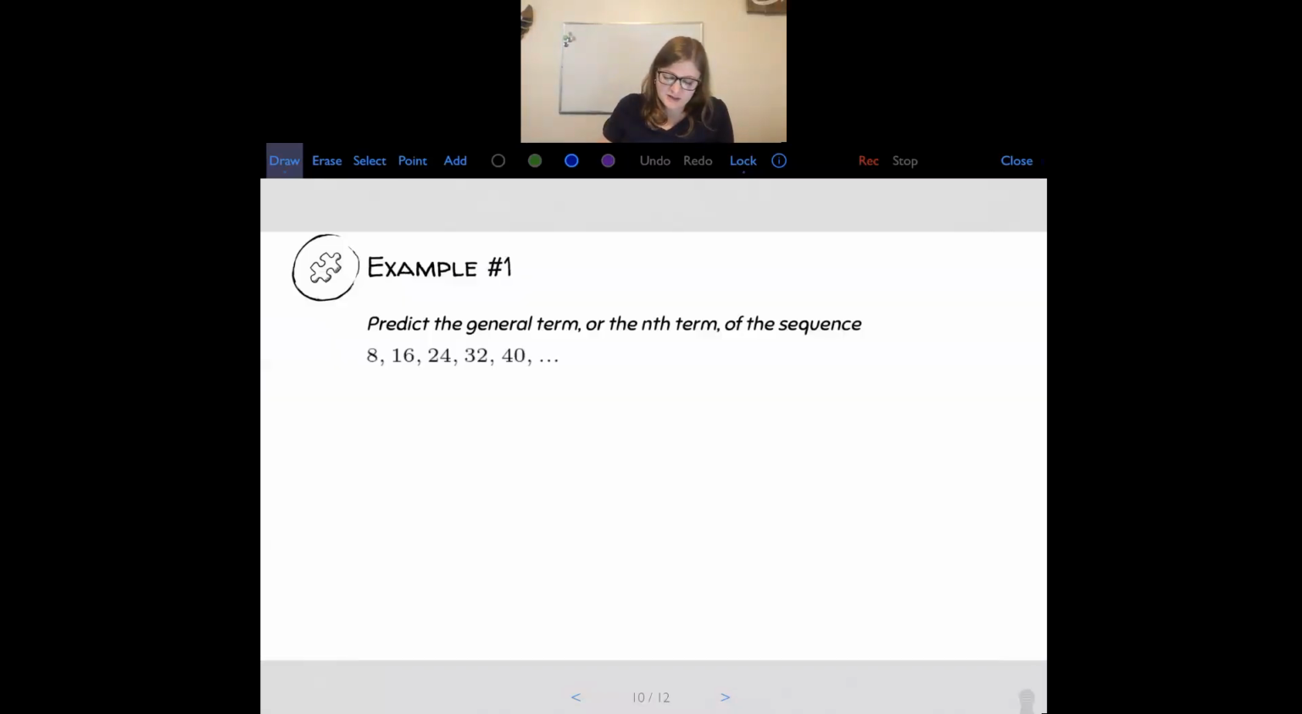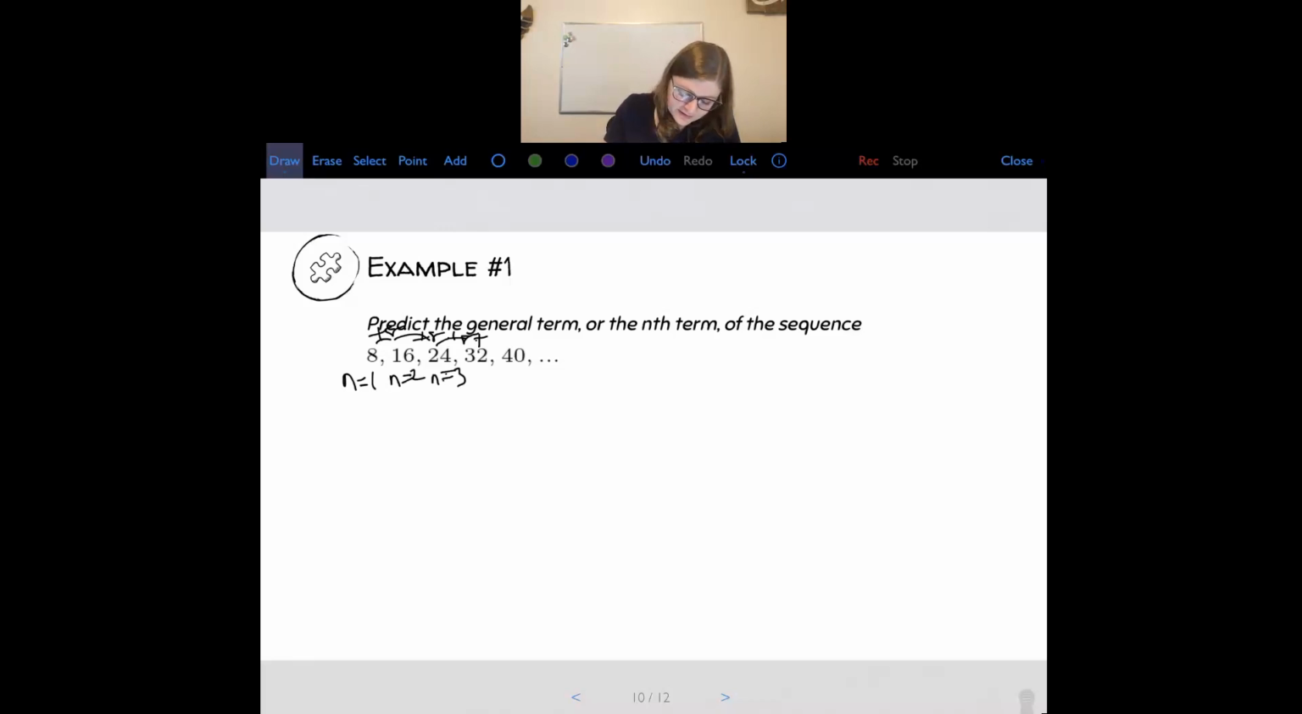So for this example, predict the general term, or what's called the nth term, of the sequence. So we have 8, 16, 24, 32, 40. When I'm doing this, my suggestion is to just take a look at any of the patterns you see. For instance, the first thing that jumps out at me is we add 8 to get to each next term. So every term is increasing by 8. The other thing that's helpful to do is write out the n value, what position the term is in, and relate it to the value of the term. So 8 is n equals 1, 16 is n equals 2, 24 is n equals 3.